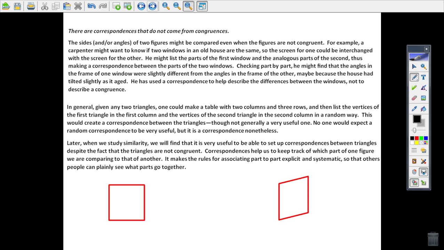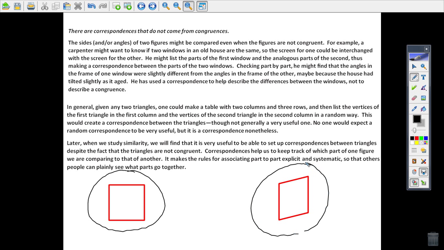Maybe because the house tilted slightly as it aged. He has used a correspondence to help him describe the difference between the windows, not to describe the congruence. So I have two quadrilaterals here. This one would represent the new window. Notice that it's rectangular in its appearance. And then I have here to the right the other quadrilateral, which doesn't necessarily look like a rectangle.